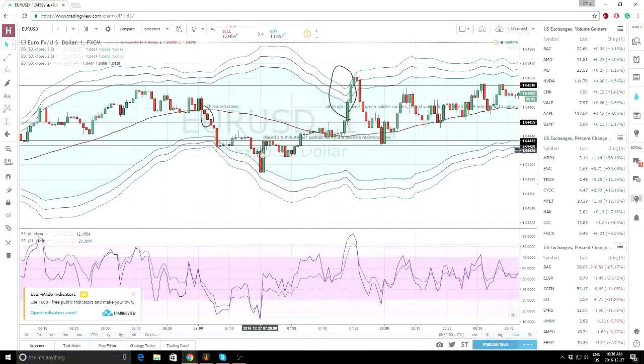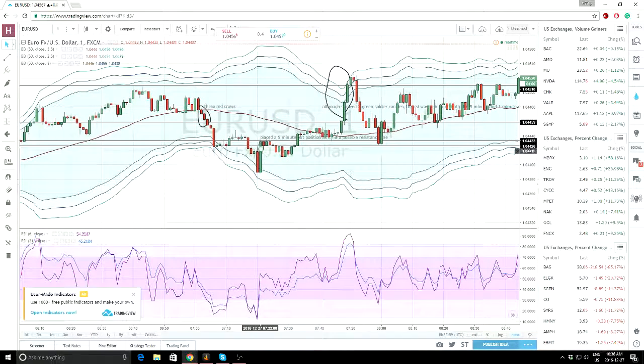And I knew there was probably some sort of support here, because it stopped dead right here. It stopped here and here, so I knew there was something, a resistance line or support line, right in this general area.